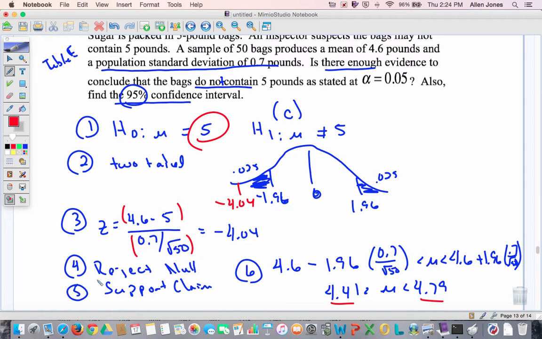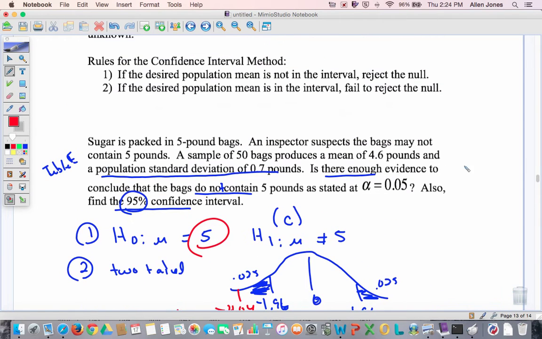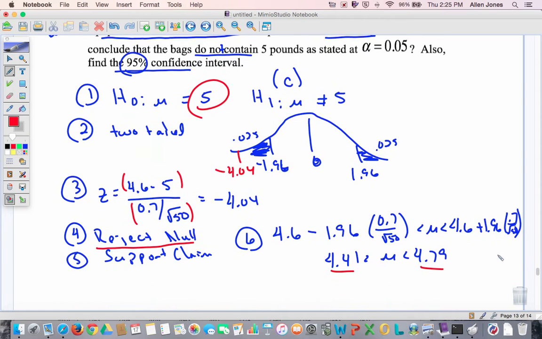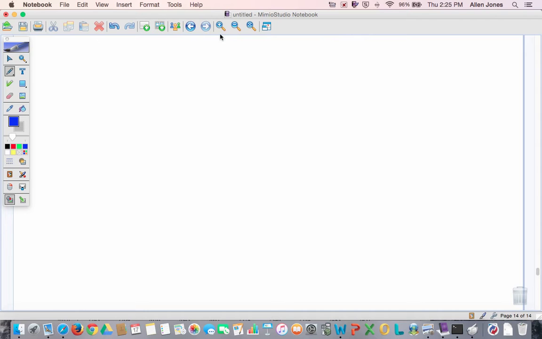So 5 is not in here, which means we reject the null, which is what we did. So I'm going to go back up here. If our population mean is not in the interval, reject the null. So as I said when we started here, step number 6 essentially verifies that we made the correct calculation and correct decision up here to reject the null.